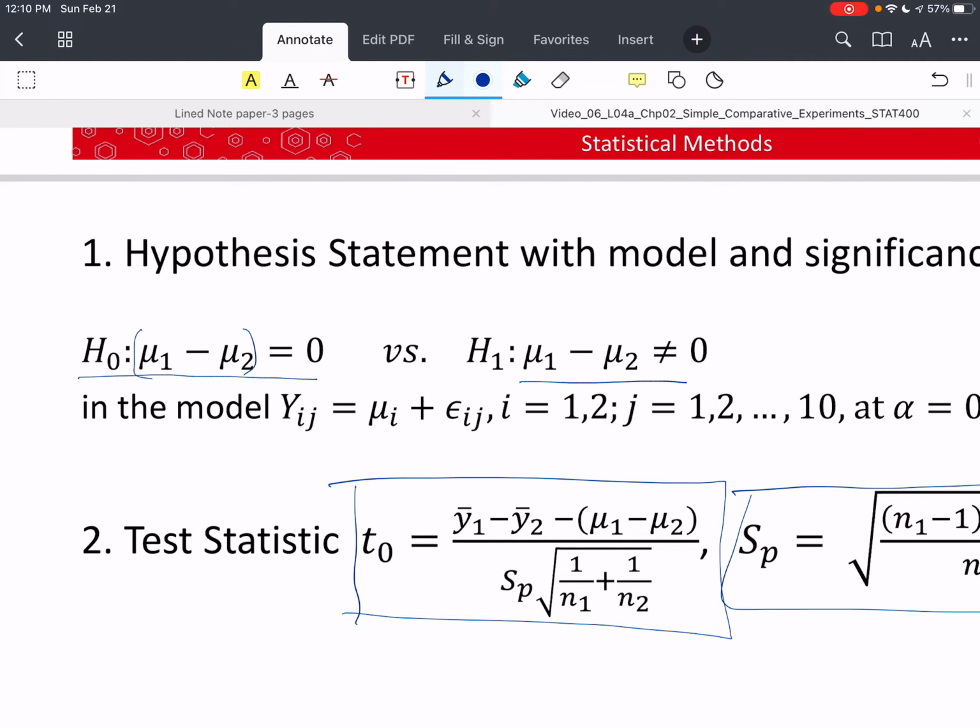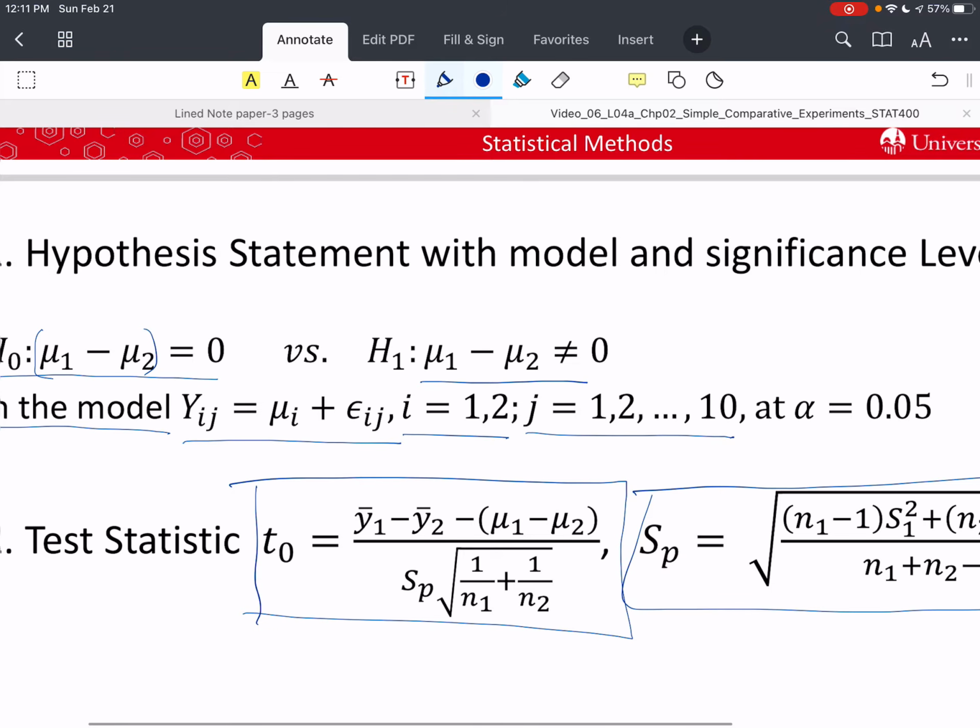Okay, but in design of experiments or analysis of variance, we can't just give the hypothesis statement, we also have to give the model. And so we say H0: mu1 minus mu2 equals 0 versus H1: mu1 minus mu2 is not equal to 0, in the model Yij equals mu_i plus epsilon_ij, where i is equal to 1 or 2, and j goes from 1 to 10 in this example, at alpha equals 0.05.